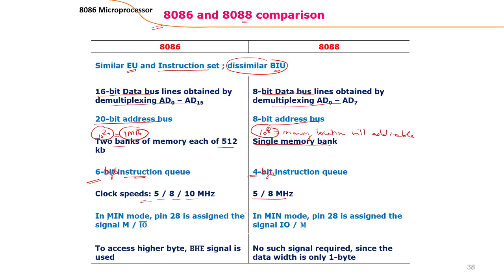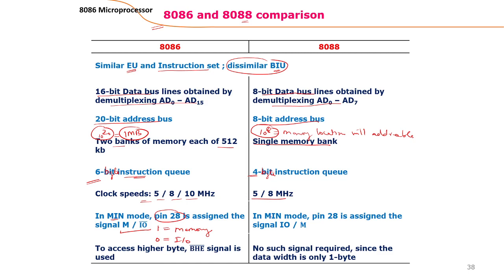In case of 8086, pin number 28 gives the signal M/IO bar. This is in case of minimum mode. If this pin is 1, that means the processor is operating for memory related operations. If it is 0, that means it is going for input output related operations.